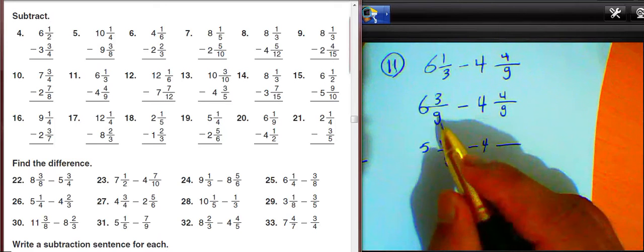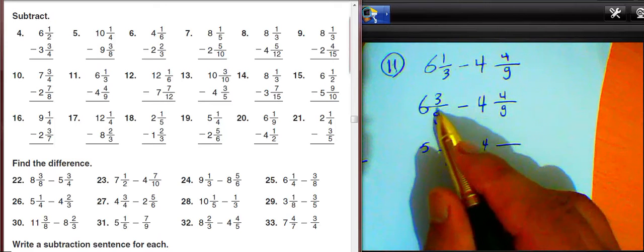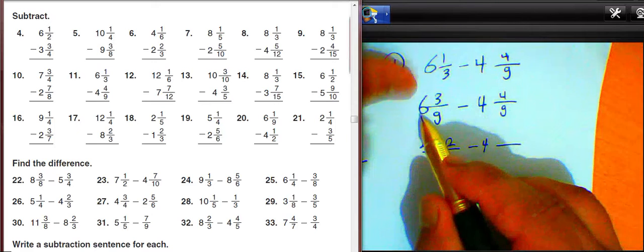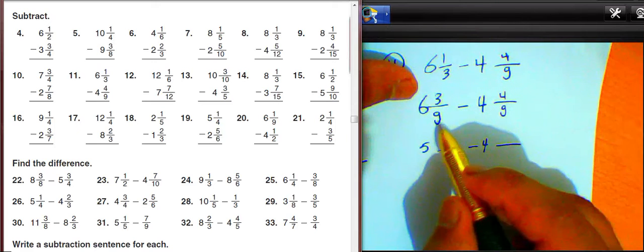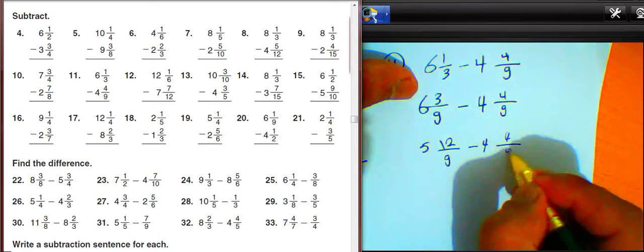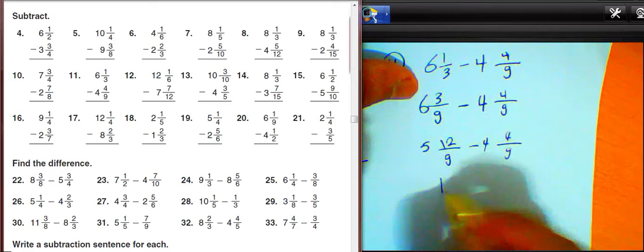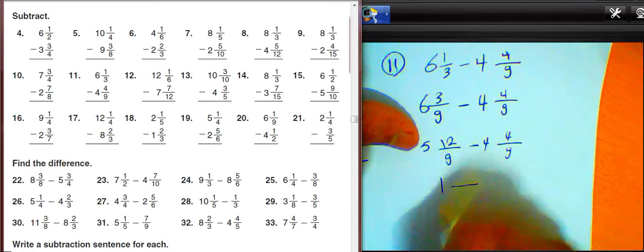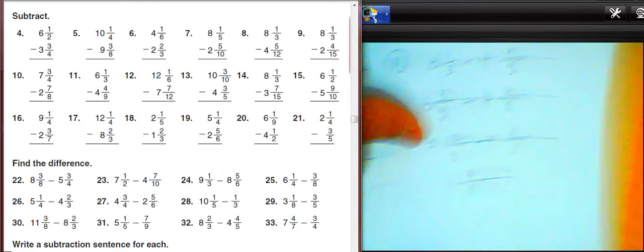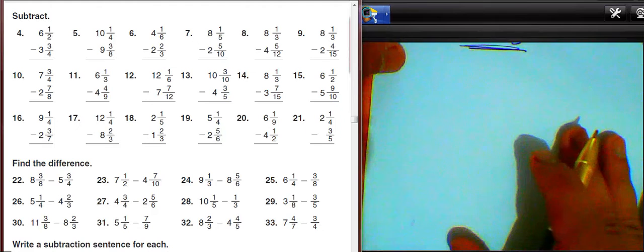If you have a number such as 3 that can't be subtracted from, we must borrow 1 from the whole number here, and we can add the denominator to the numerator and complete all the steps. It will be 5 minus 4 equals 1. 12 subtract 4 equals 8 over 9. Question 12.